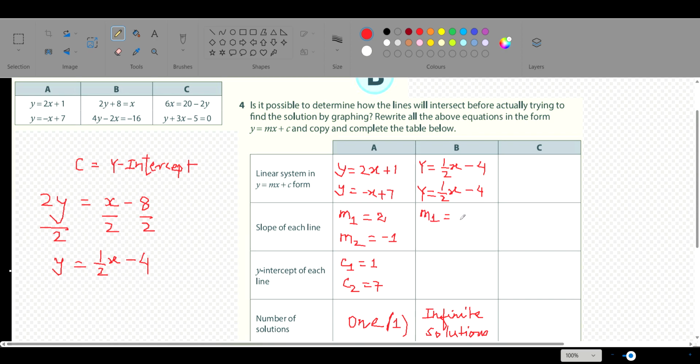So M1 is 1 by 2, M2 is 1 by 2, C1 is negative 4, C2 is negative 4, right? For the C, we have no solution, number of solution, no solution.